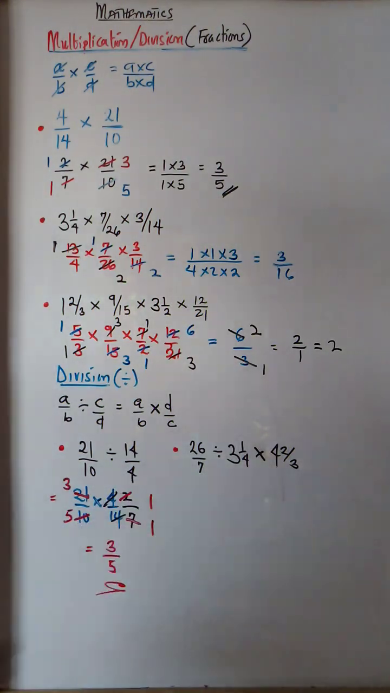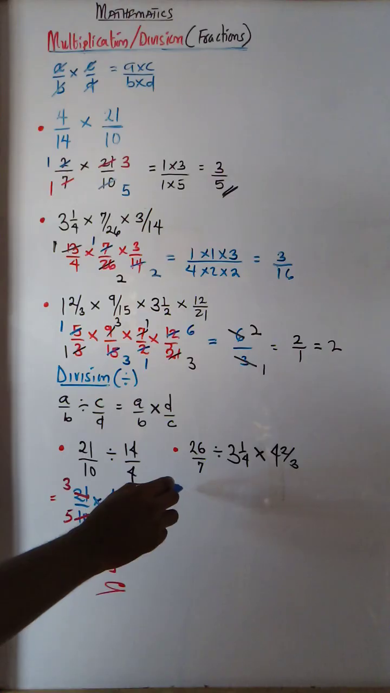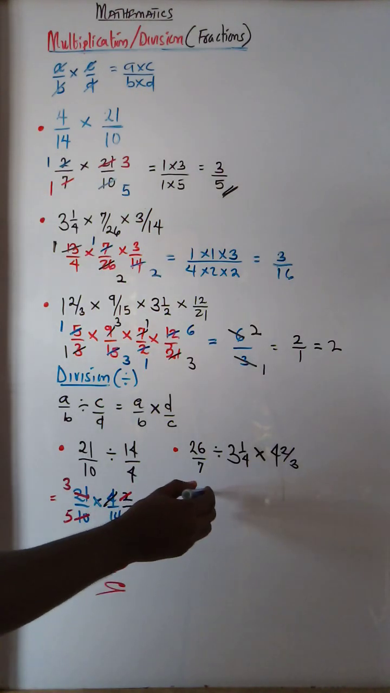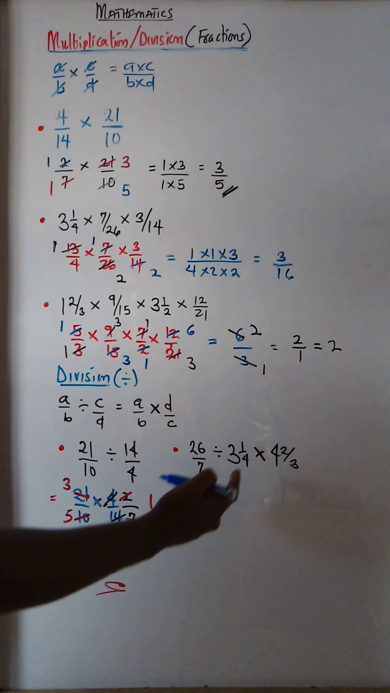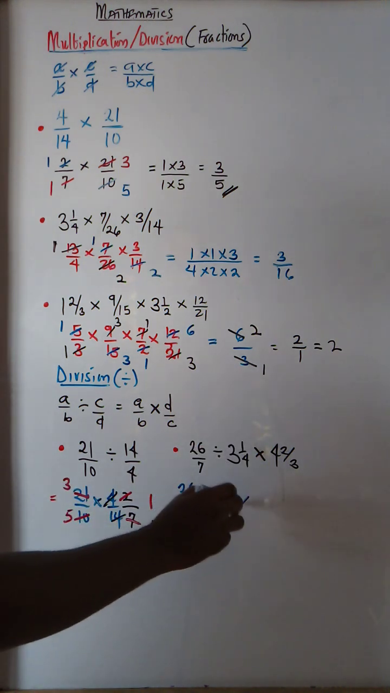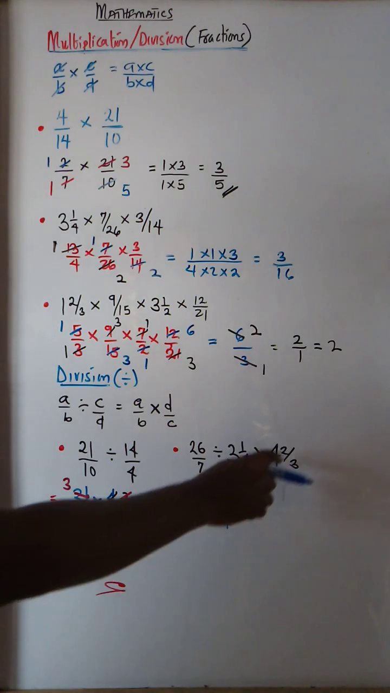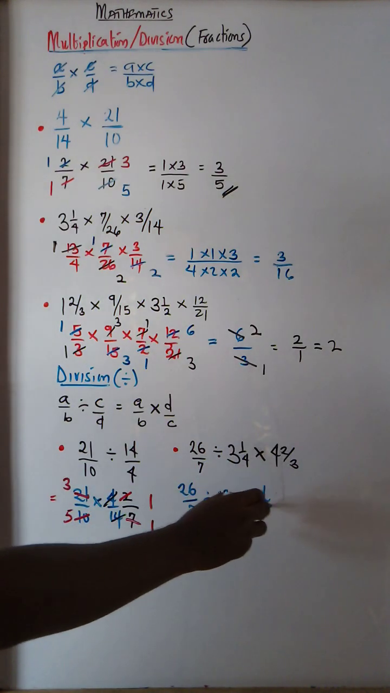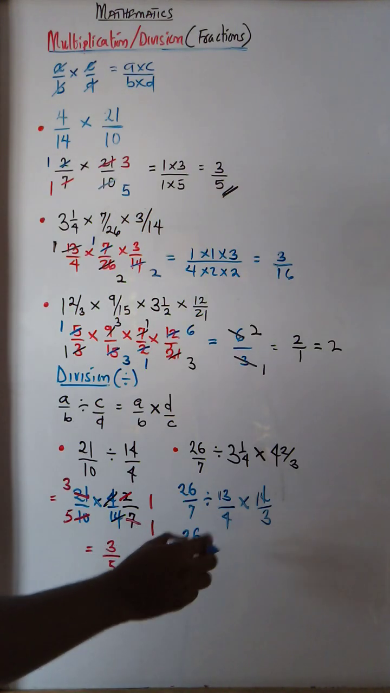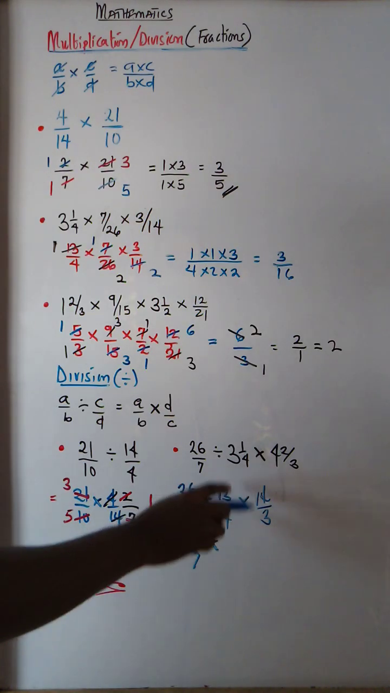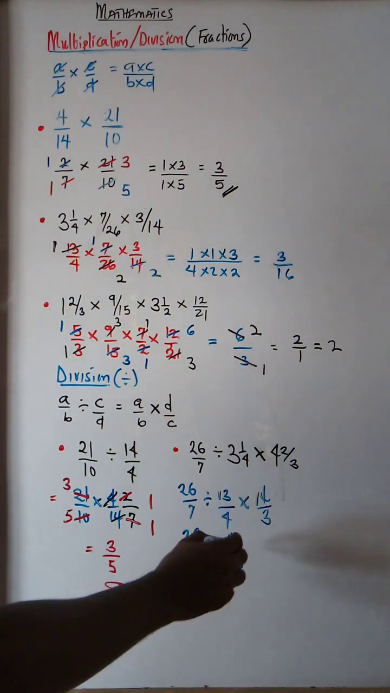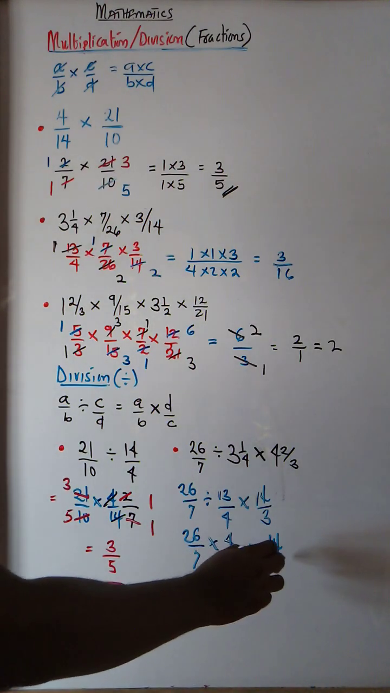Now let's come down here. So we have 26 over 7. Okay. Let's turn this one to improper first. 4 times 3, 12 plus 1, 13 over 4. And 4 times 3, 12 plus 2, that's 14 over 3. So this becomes 26 over 7. Then we'll turn this division to multiplication. Then up to this one, it's equalized. So 4 over 13 times 14 over 3.